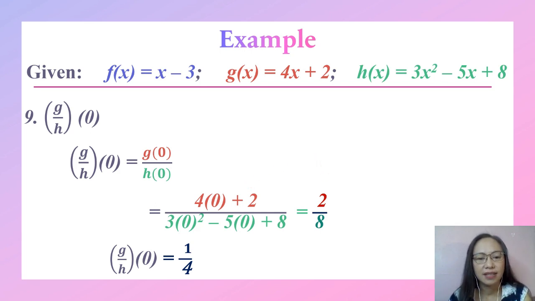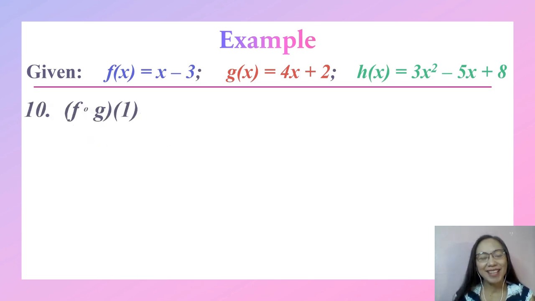And then 0 squared is 0 times 3, that's 0. And then 5 times 0 is 0. You're left with 8. So that's 2 over 8. Finally, we simplify this. 2 over 8 is 1/4. Therefore, g over h of 0 is 1/4.